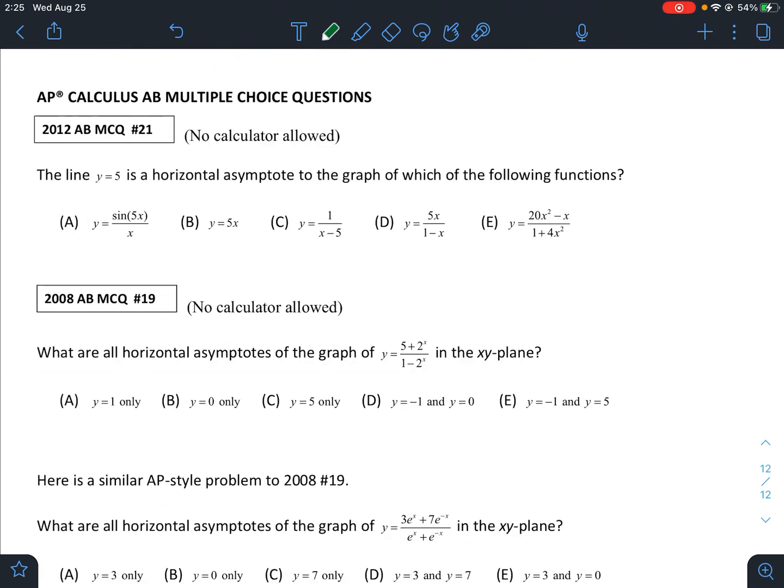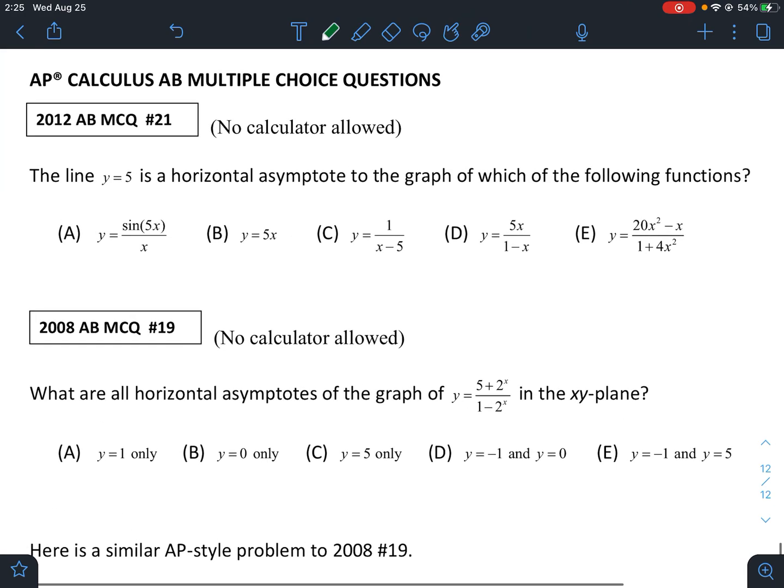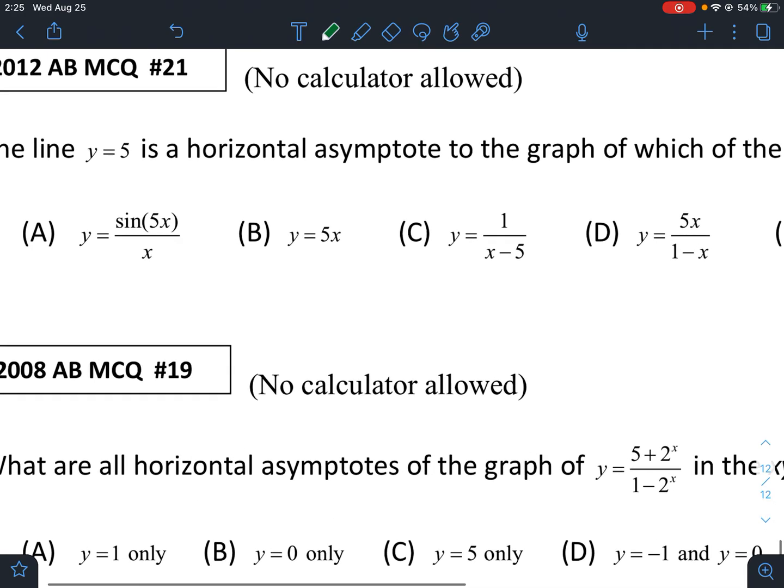Which brings us to our last slide. The line y equals 5 is a horizontal asymptote to the graph of which of the following functions. So just take a look here. It's not going to be A, as we have a way to work with that. But it's not going to be A. B is a line with a slope of 5, so it's going up forever. C, since the denominator is bigger, it's bottom heavy, we know it's going to go to y equals 0.